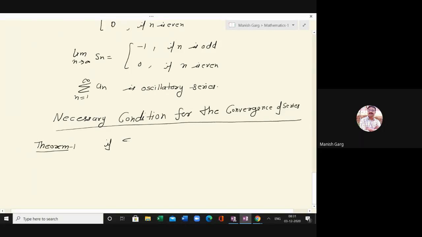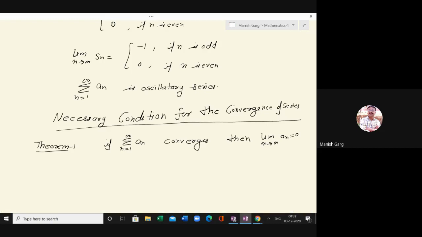If you have a series, the sum from n equals 1 to infinity of an, converges, then the limit as n tends to infinity of an will be 0. If you have a convergent series and you take the nth term an, it will approach 0 as n tends to infinity. This is compulsory. The converse of this theorem is not true.